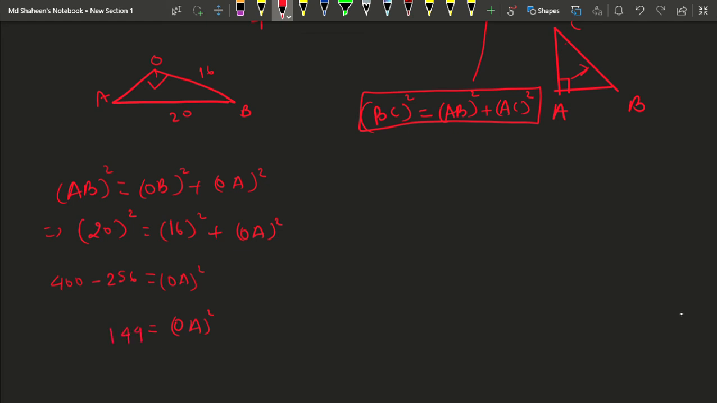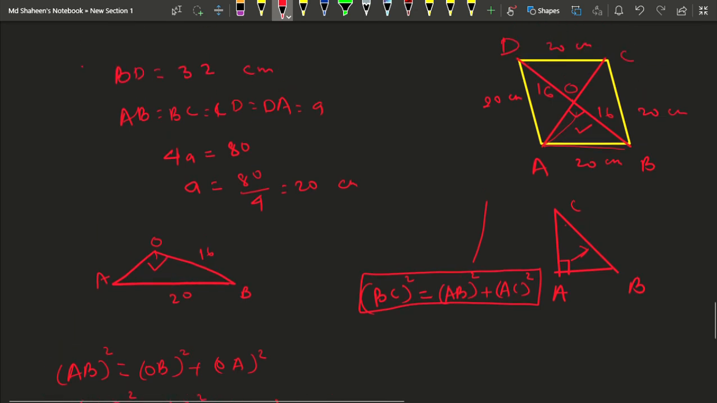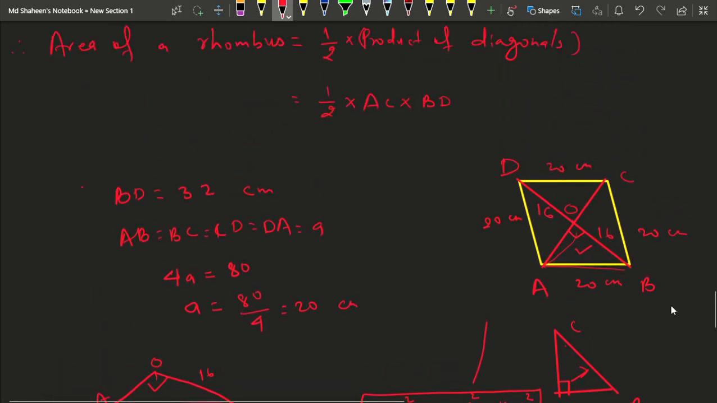If you take the square root on both sides, you will get OA equal to the square root of 144. So the square root of 144, how much? OA equal to 12. You will get two numbers, plus 12 and minus 12, but we don't measure length in negative, so we will take plus 12. So OA is 12. If we know OA is 12, we can find AC. So how much is AC?